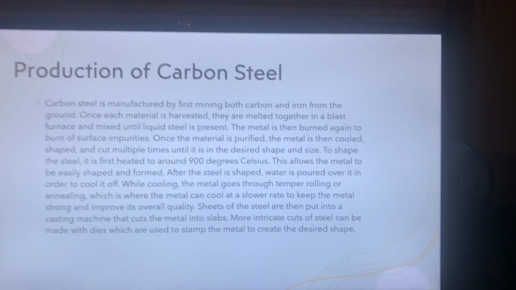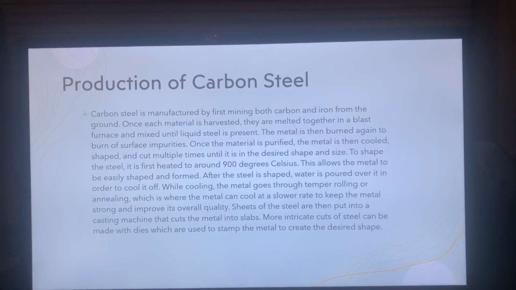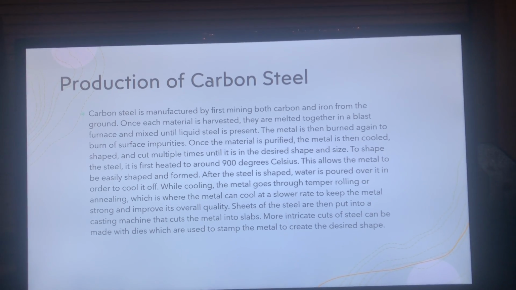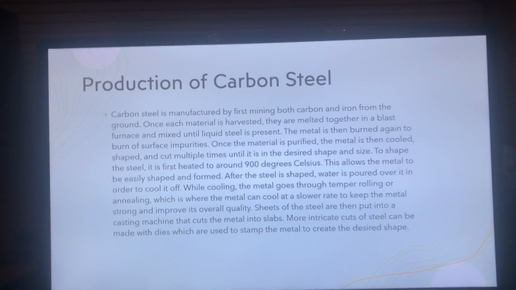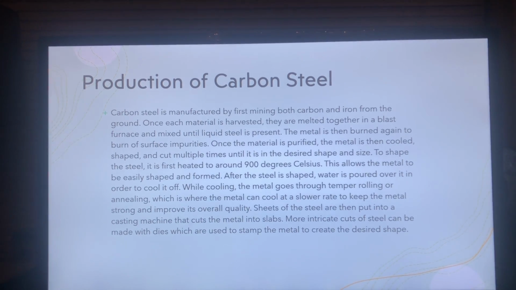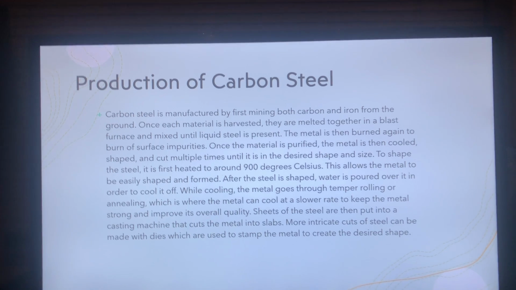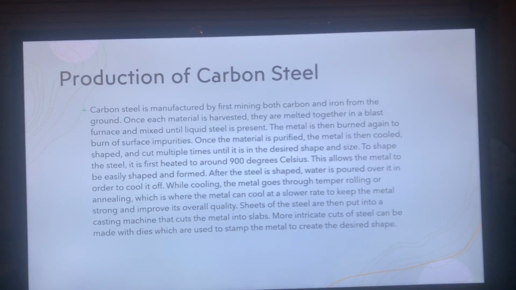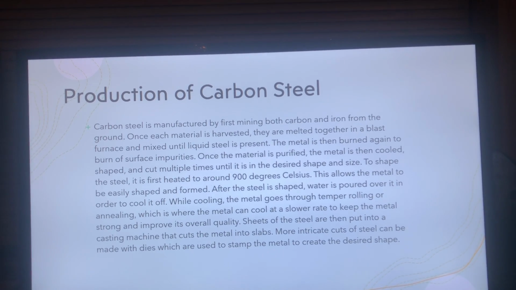So to produce carbon steel, you first have to mine the carbon and the iron, and then once you have both of the elements, they're melted together in a blast furnace, and it's in there until it's just liquid steel and it's one uniform phase, and then it's burned again to get the impurities out, so it's trying to make it the strongest possible. And then once it is purified, it's cooled and shaped.